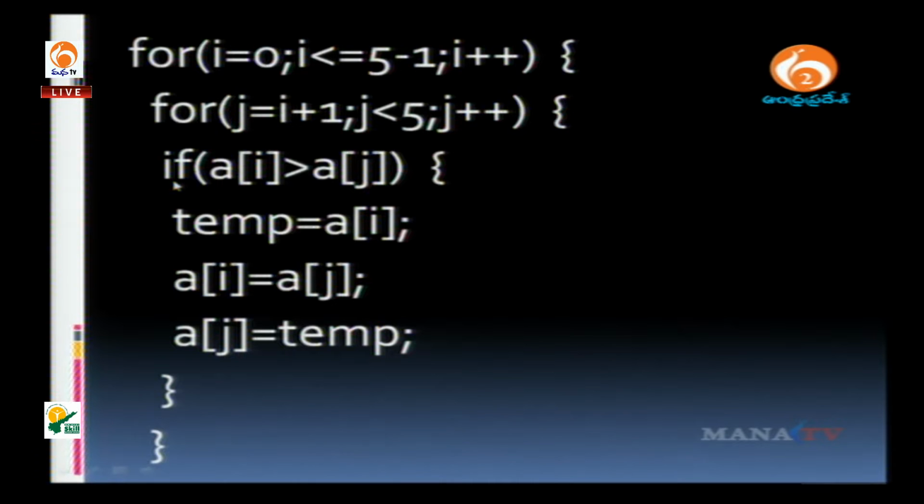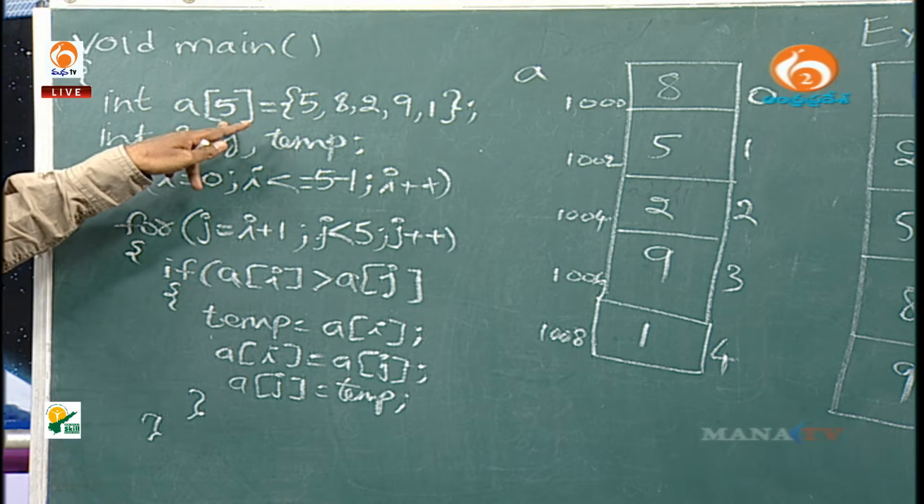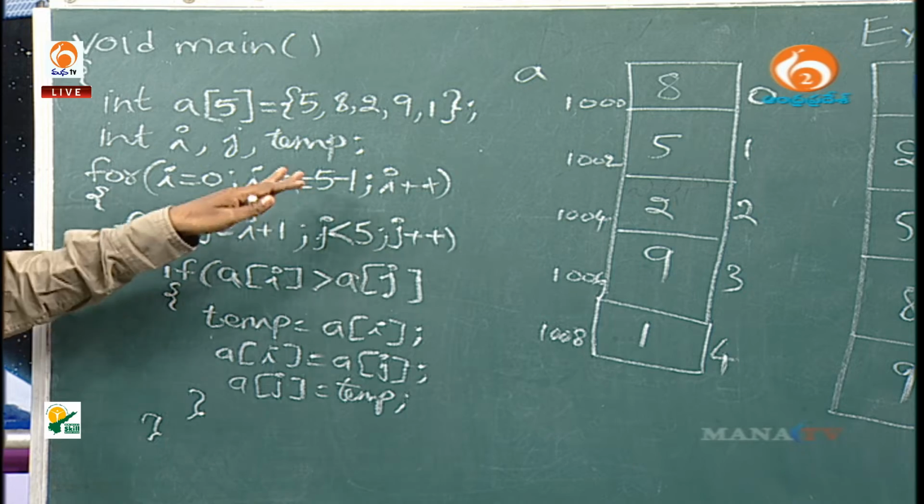Next, if a[i] is greater than a[j], I am comparing the first value and the second value. If it is true, swap, meaning interchange the first one and second one. These are the logics. Now we will see in detail how this sorting, meaning swapping, will be done. You can see I have written it here, but here I mentioned the size 5 due to the space problem.